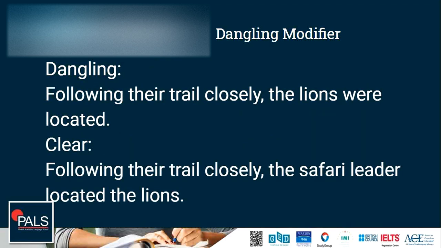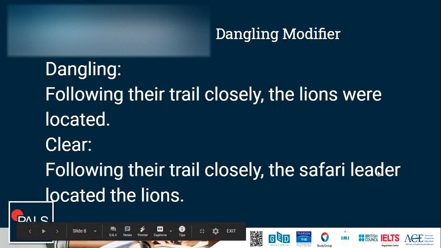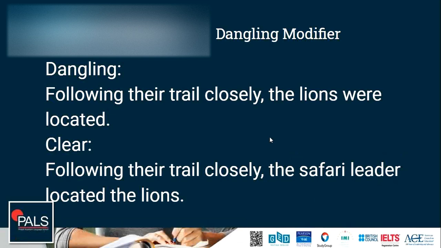So, for example, "Following the trail closely, the lions were located." What? The lions were following the trail? And they were located by who? So there, we don't have who. So now we supplied it with the safari leader. So now we have someone who's doing this. We now have someone that is being modified. See what I am talking about here? So a dangling modifier is not a complete sentence. It's missing the word that is being modified.